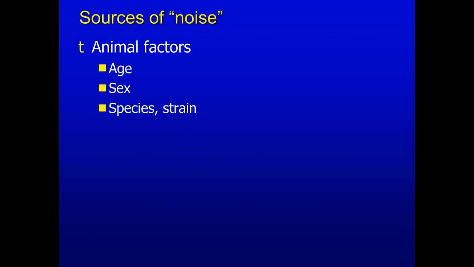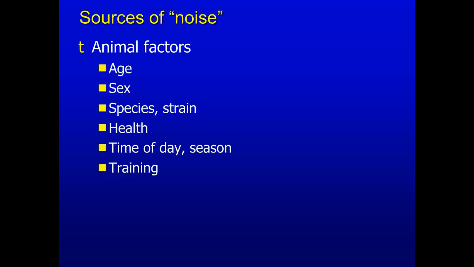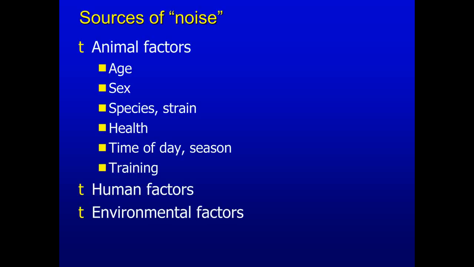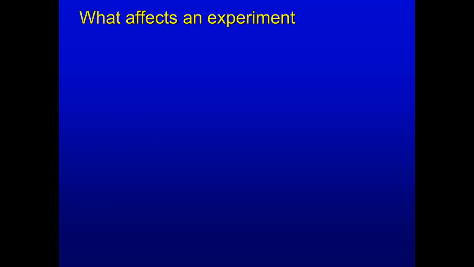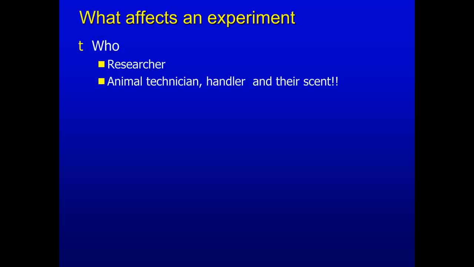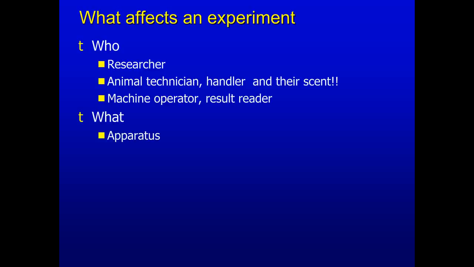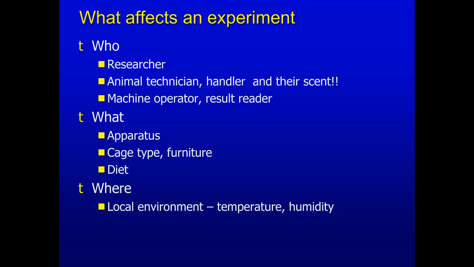And when you look at the sources of noise or variability, those are the sort of things you get: age, sex, species, strain, health, time of day, training. And those are just the animal factors. There's also human factors and environmental factors to consider. And you can think in another way of classifying this. What affects the experiment is who does it, or who is associated with it, what is the arrangement, and where is it taking place, and when are you taking the samples or doing the experimental manipulations.